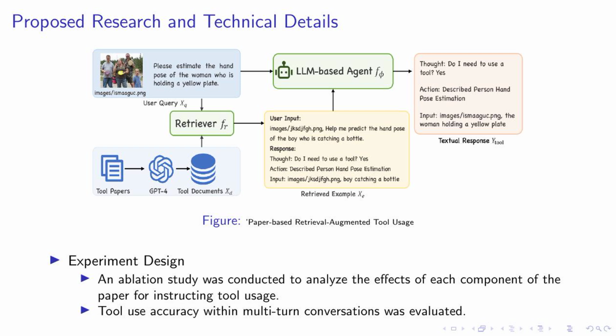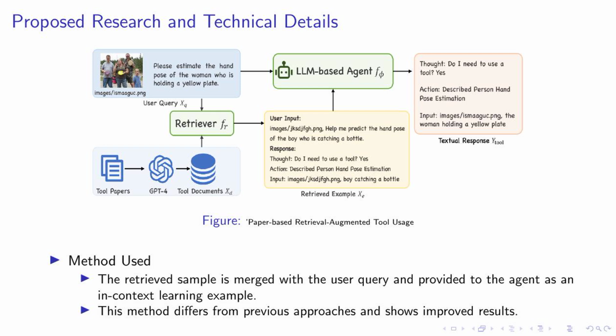On this slide, we delve into the technical details of our proposed research. As you can see in the figure, we've introduced a novel method for tool usage, which we call the paper-based retrieval-augmented tool usage. This method is unique in its approach and has shown promising results. The core of this method lies in merging the retrieved sample with the user query. This combination is then provided to the agent as an in-context-learning example. This approach is a departure from previous methods and has shown to yield improved results.